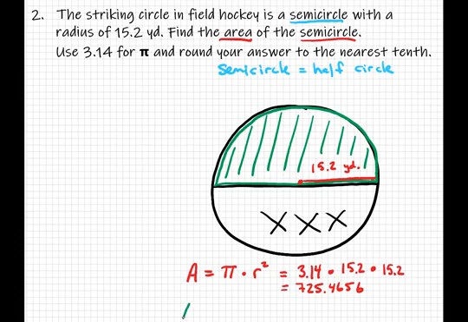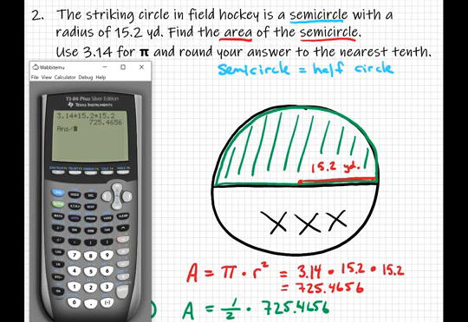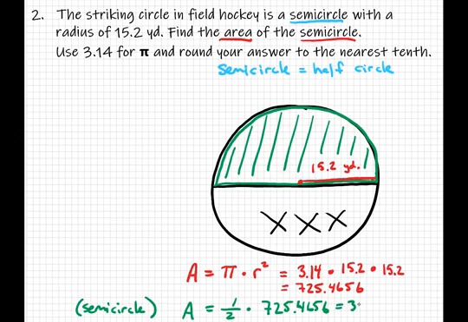But we need the green area, so that's the semicircle. The green area should be half of the total area of the circle, so 1/2 times 725.4656. Multiplying by 1/2 is the same as dividing by 2, so we'll divide this by 2. So 362 point, well, let's use all the decimal points, 7328.